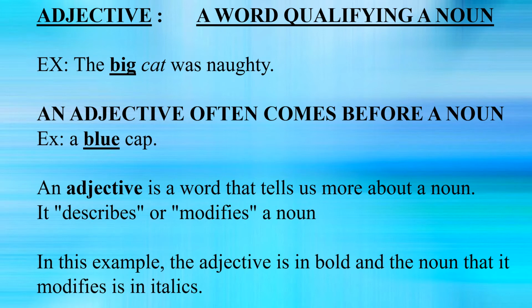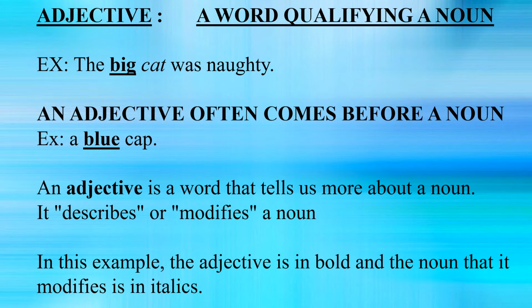Let us define adjective first. An adjective is a word qualifying a noun. Just look at this example. The big cat was naughty. So what is the noun here first? Cat. And how is the cat? A big cat. So the word big is qualifying or adding additional information to the noun cat.